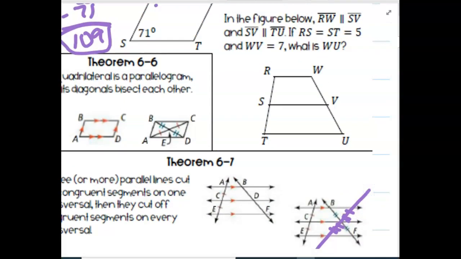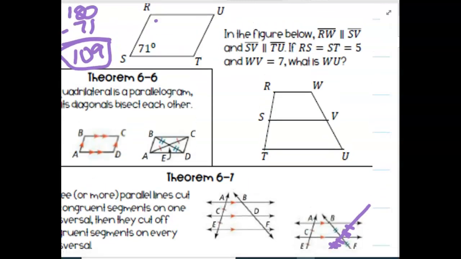So if we apply this last theorem to this problem right here, it says in the figure below, RW is parallel to SV. So if we wanted to mark that, we could. And then SV is parallel to TU. If you remember from a couple chapters ago, we had a theorem that said, if this line is parallel to this line, and this line is parallel to this line, then they're all parallel. Okay, you can tie that together. So these are all 3 parallel lines.